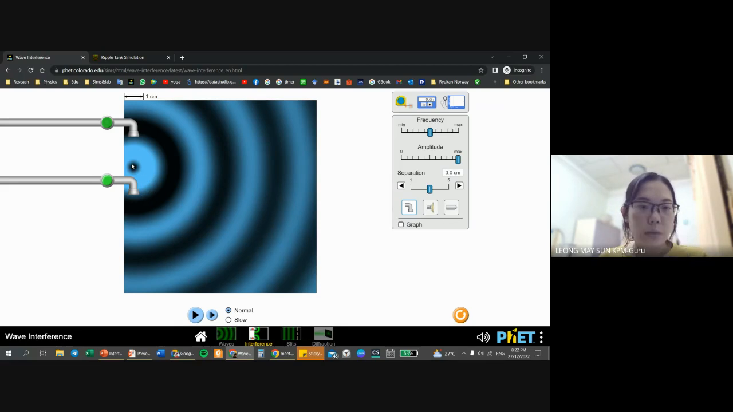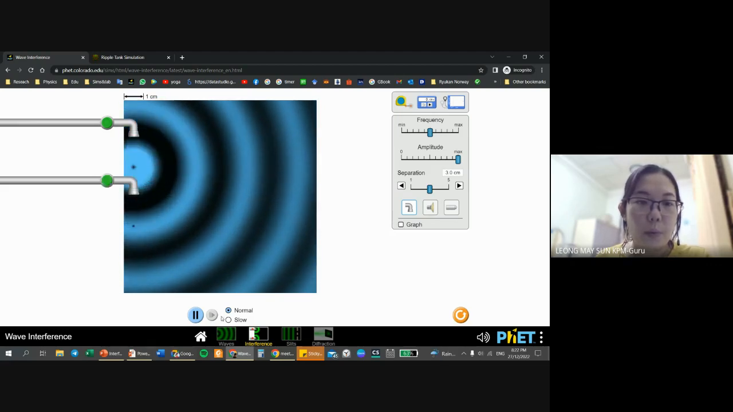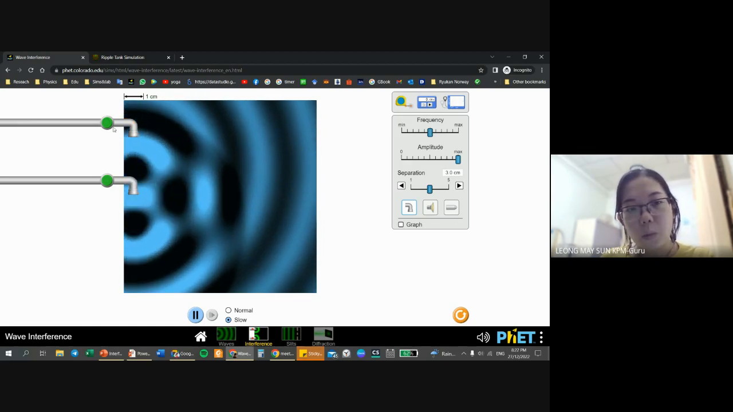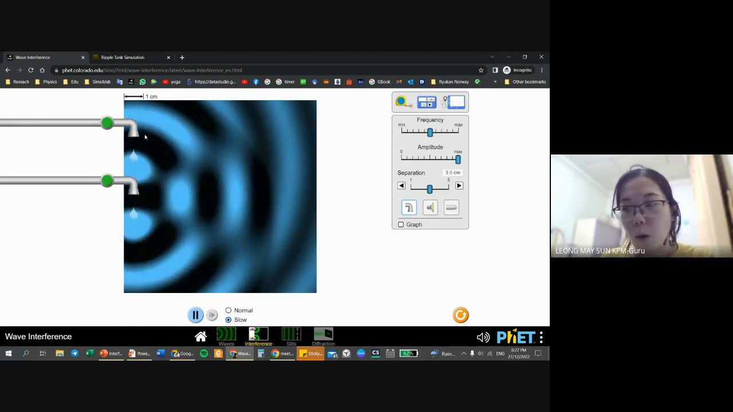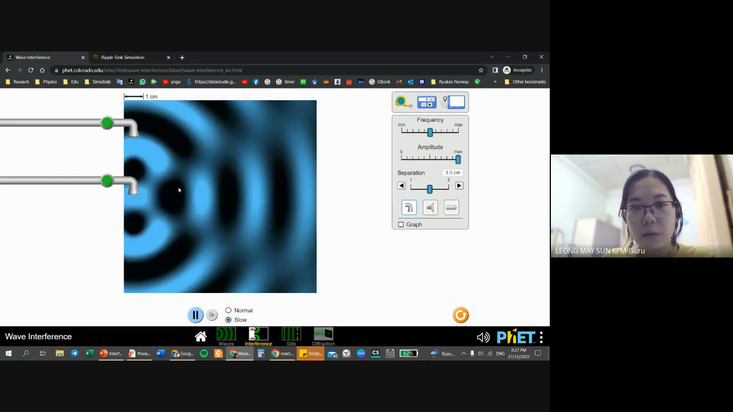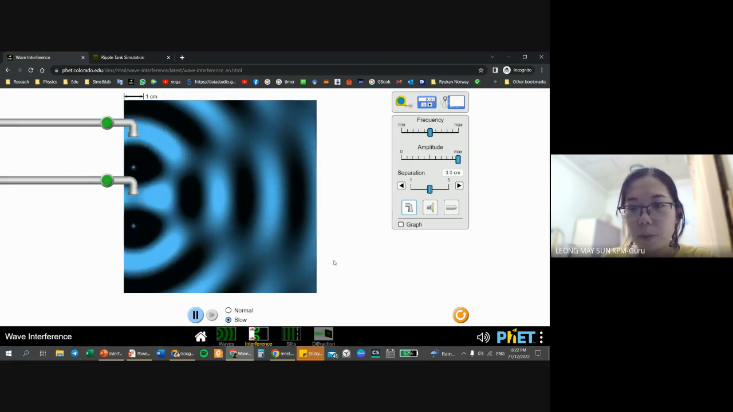So what happens here is that this is only a single source. But if I drip both together, the top source will create one wave, and the bottom source will create another wave. And what I want you to see is, do you notice this part is a little bit blurred?